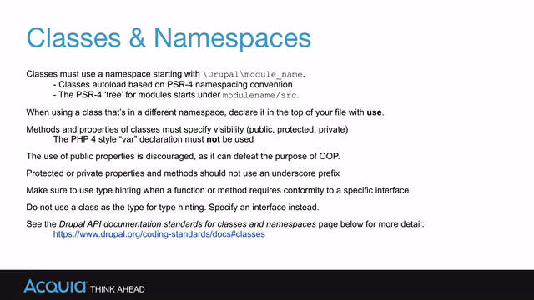Methods and properties of classes must specify their visibility. I've mentioned that before. The use of public properties is discouraged. It can defeat the purpose of object-oriented programming. Protected or private properties and methods should not use an underscore prefix. Make sure you use type hinting when a function or method requires conformity to a specific interface. And don't use a class as the type for type hinting. Specify an interface instead, and there's some documentation there.